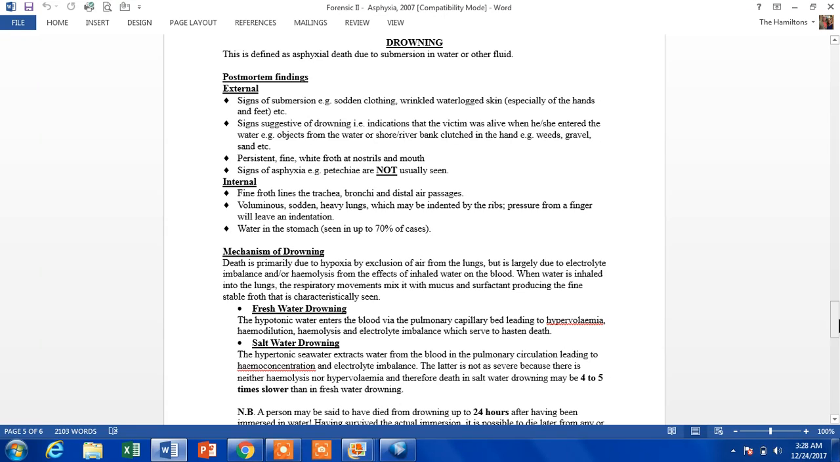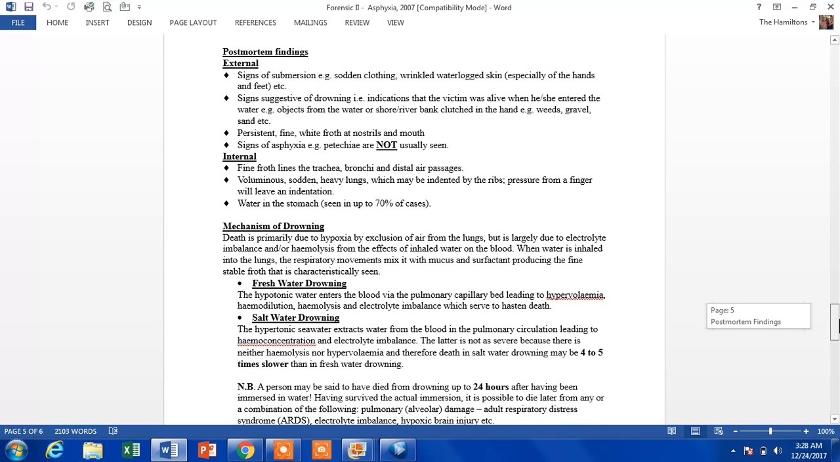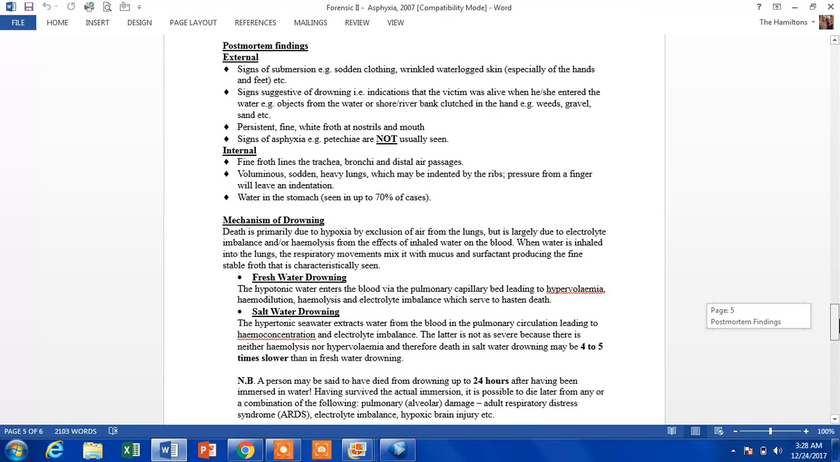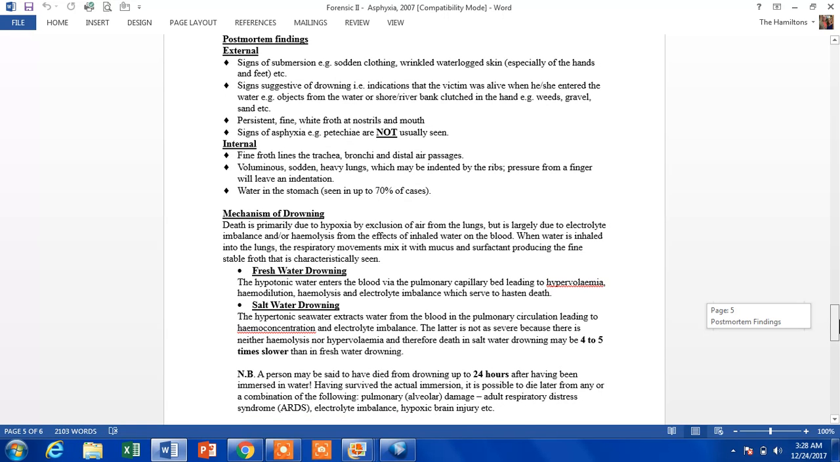Freshwater drowning. The hypotonic water enters the blood via the pulmonary capillary bed, leading to hypervolemia, hemodilution, hemolysis, and electrolyte imbalance, which serve to hasten death. Saltwater drowning. The hypertonic seawater extracts water from the blood in the pulmonary circulation, leading to hemoconcentration and electrolyte imbalance. The latter is not severe because there is neither hemolysis nor hypervolemia, and therefore death in saltwater drowning may be 4 to 5 times slower than in freshwater drowning.